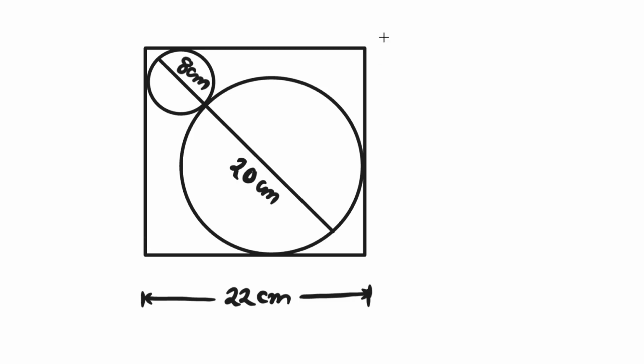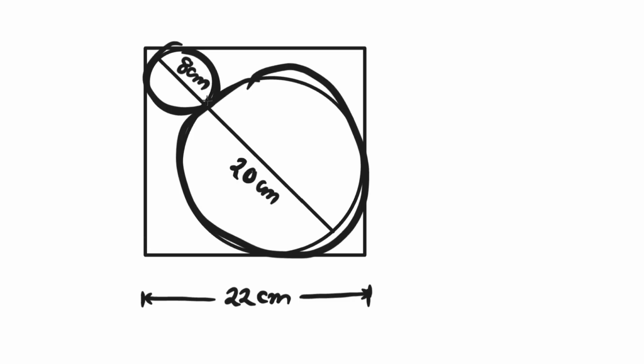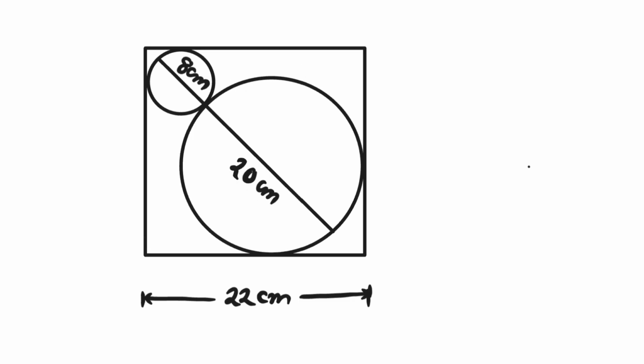We have a rectangle containing two circles that are touching each other externally. The smaller circle touches the top and left sides of the rectangle, while the larger circle touches the bottom and right sides. The width of the rectangle is 22 centimeters. The smaller circle has a diameter of 8 centimeters, and the larger circle has a diameter of 20 centimeters. Our goal is to find the height of the rectangle, which we'll call h.